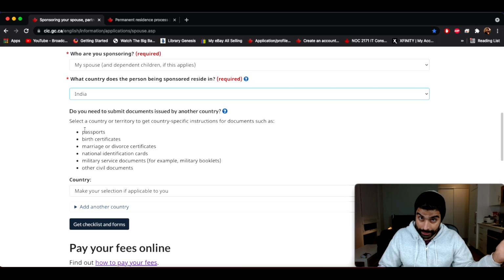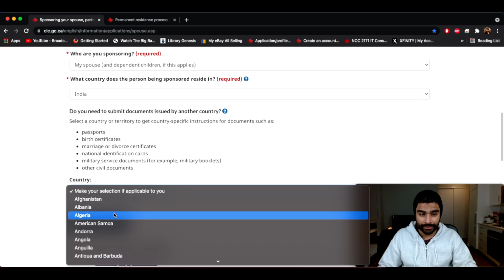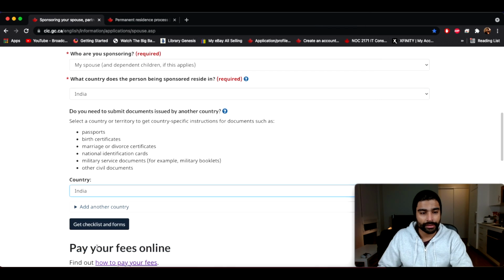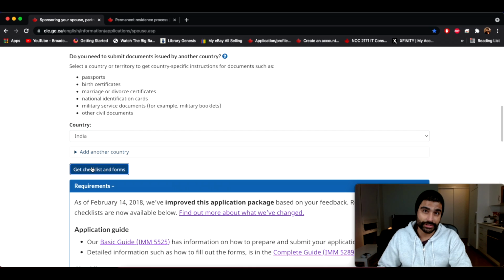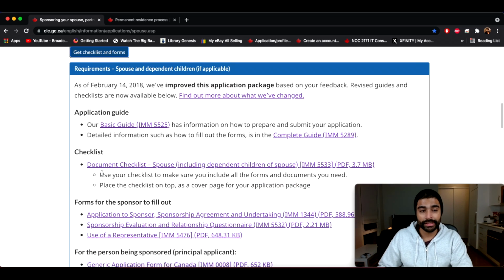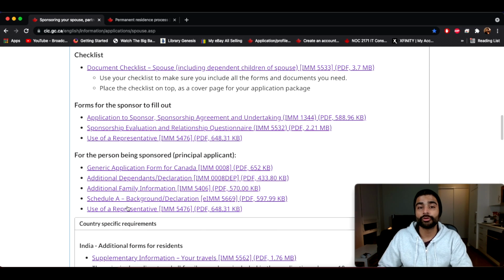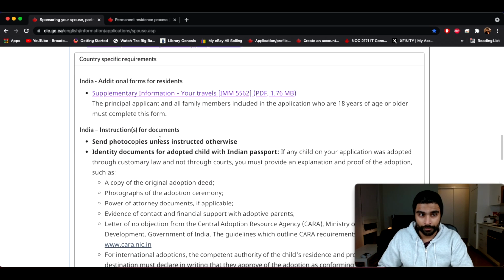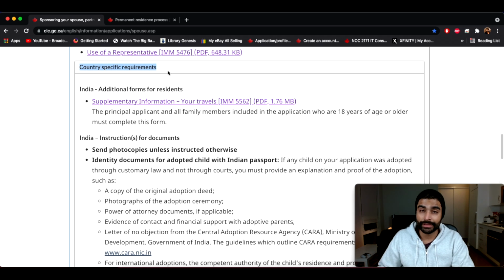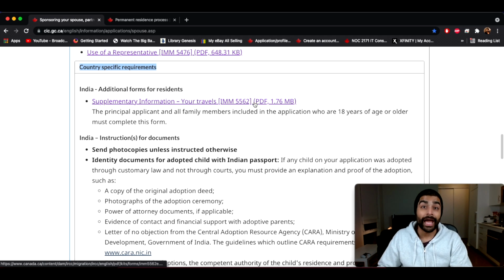So yes, your passport is Indian. If you were married in India, your marriage certificate would be Indian and your Aadhaar card would be Indian. So you will have to select India here. Okay, so select India again and then click on Get Checklist and Forms. So it gives you all the forms that need to be submitted for this sponsorship application. But if you scroll down under country specific requirements, it mentions this form 5562, which means the applicant will have to fill this form out and submit this.